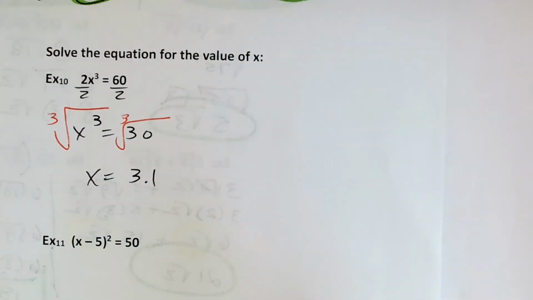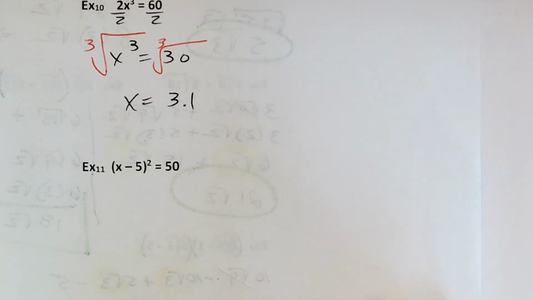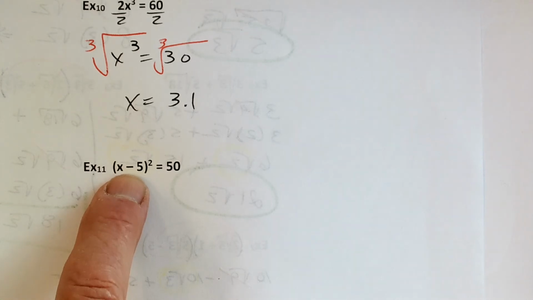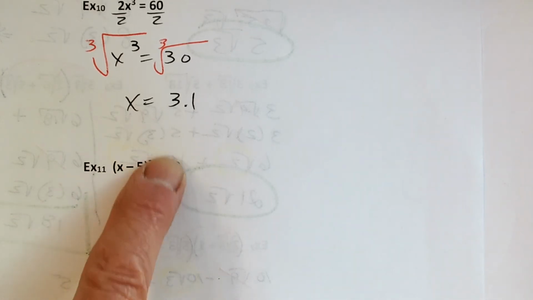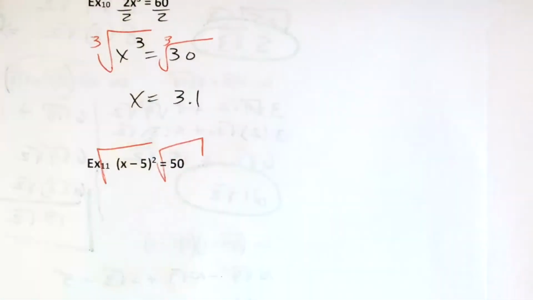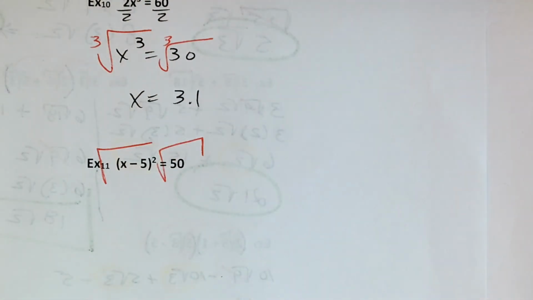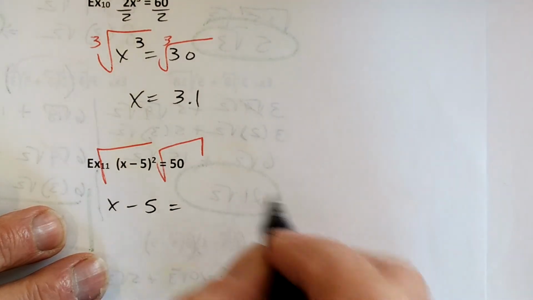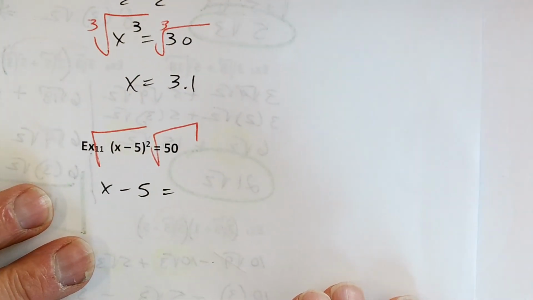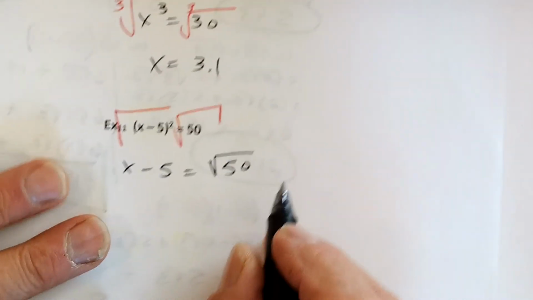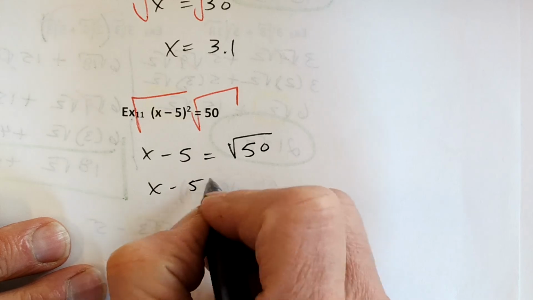Okay. Last but not least. Well, the 5's inside, so I can't get rid of the 5 yet, but I can square root this, right? Square root both sides. I'm going to get x minus 5 equals the square root of 50. Oh, wait a minute, square root of 50, I can probably break up. I can do something with this.